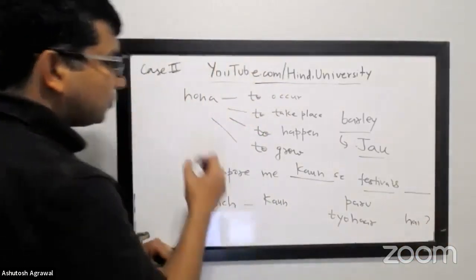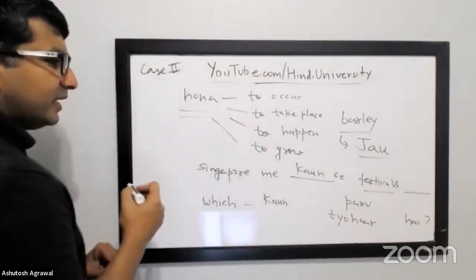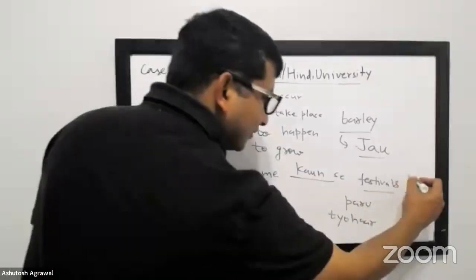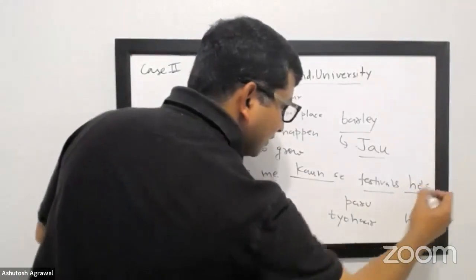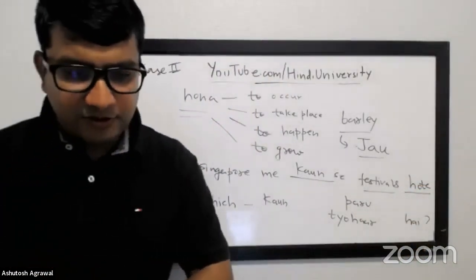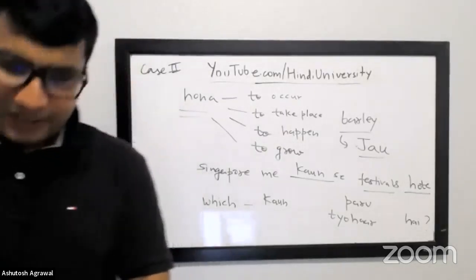Okay. So the form of Hona would be होते. Very good. होते. सिंगापुर में कौन से त्योहार? Plural. Very good. सिंगापुर में कौन से त्योहार होते हैं? Yeah. Okay.